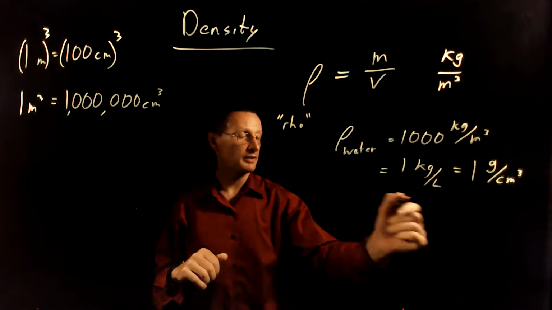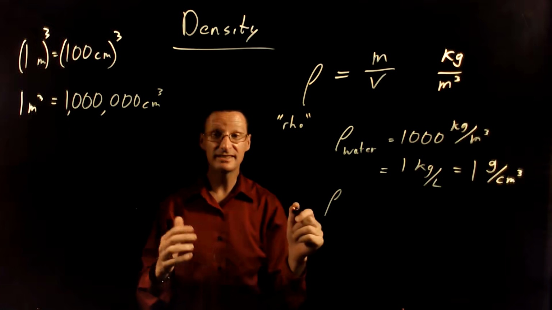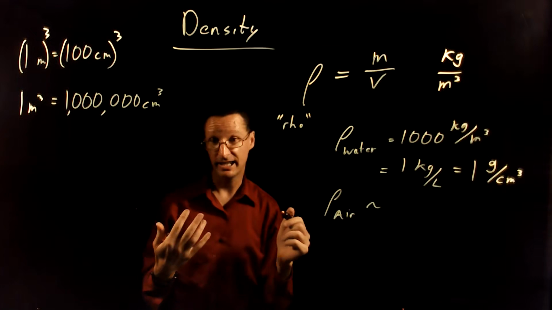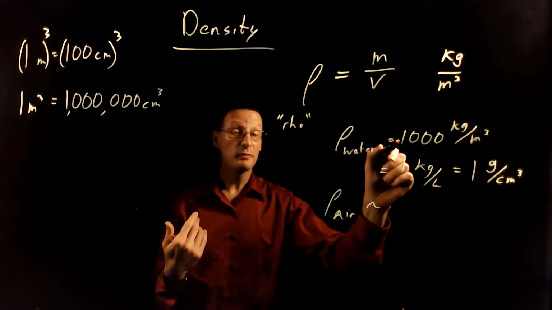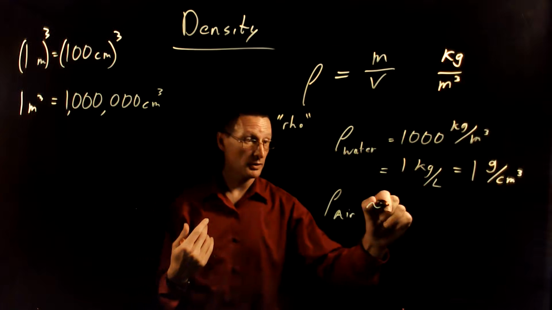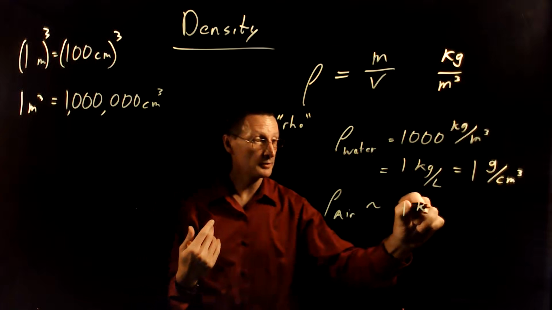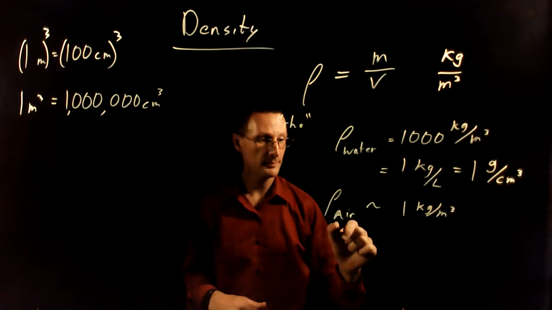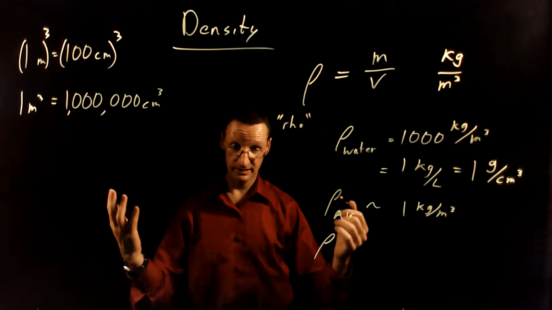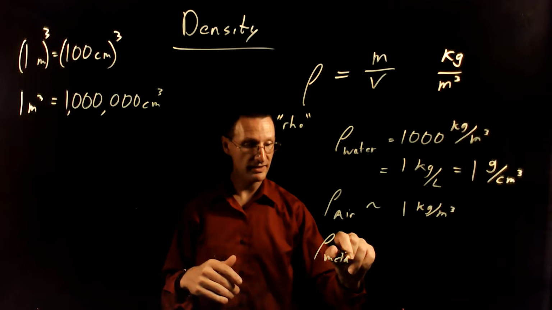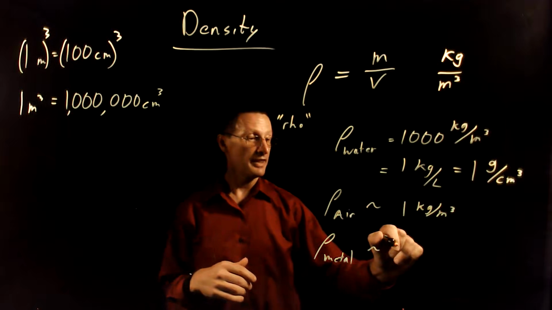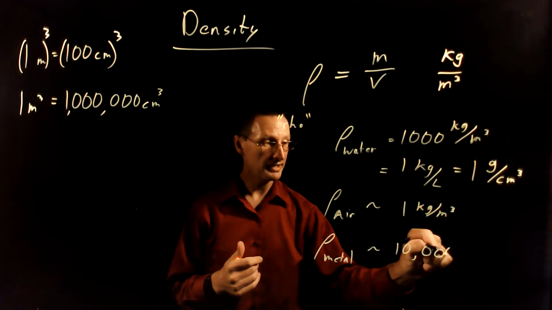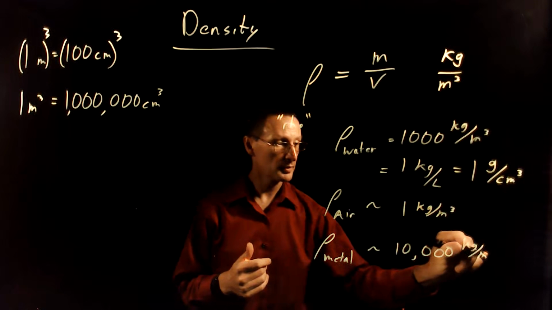Now, while we're at it, it's useful to note that the density for air is generally about, and this is just roughly, not exactly, about 1/1000th of the density of water. So air has a density of 1 kilogram per meter cubed. So that's, again, this amount of air. And solids like metals, for example, and this is, again, just rough, they're about 10 times denser than water. So they're going to have a density of about 10,000 kilograms per meter cubed.